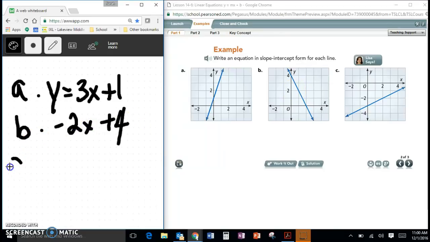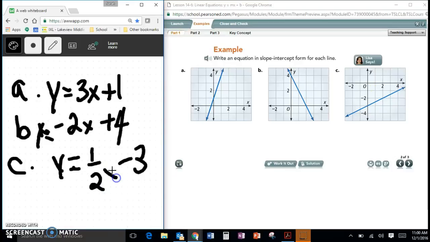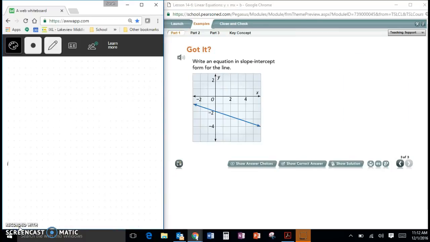And then the last one, y equals. Ooh, how bad was that of me? Y equals negative 2x plus 4. I forget on C. Y equals, y-intercept is a negative 3. And our slope rises 1 and runs 2, and it's positive this time. So it'd be 1/2 x minus 3. So y equals 1/2 x minus 3. You got it for part 1.